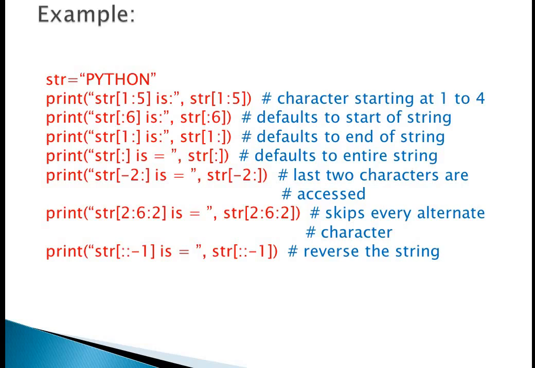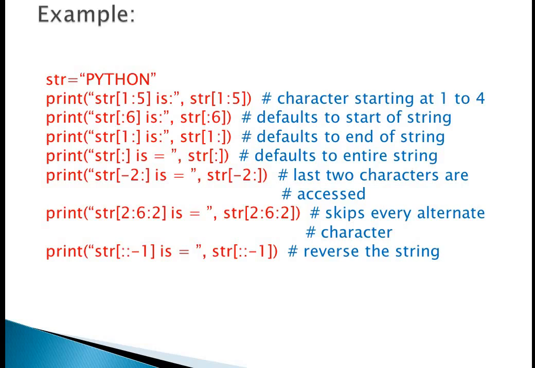Next print statement, str[:6]. So start is not mentioned here. In this case, it defaults to the beginning of the string. That is, the substring will start from index 0.